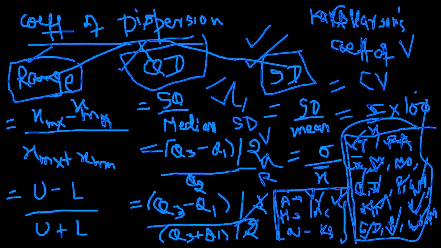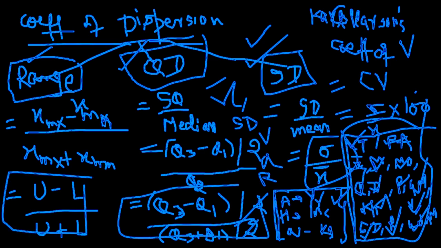Get the idea? Now, how do you evaluate it? Your simple formulas are these. And the coefficient of variation, how do you evaluate it? Sigma over x bar into 100. And you know sigma is your standard deviation. Standard deviation divided by your mean, into 100, will give you the coefficient of variation. Understood, everyone?